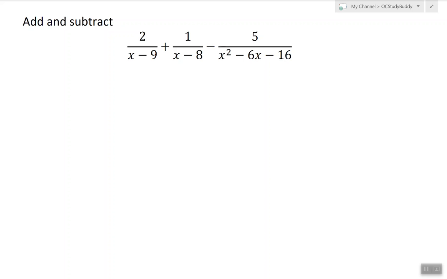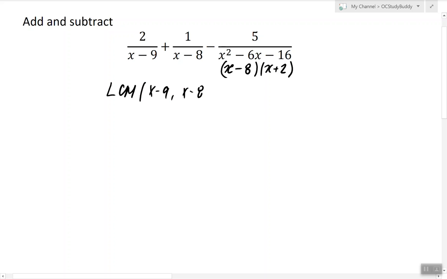So to find this common denominator, we have to factor out every denominator, and here we have 3 fractions, and these are the denominators in factored form. So the least common multiple of these 3 denominators is what we're going to use as the common denominator. So the least common multiple is x minus 9 times x minus 8 times x plus 2.